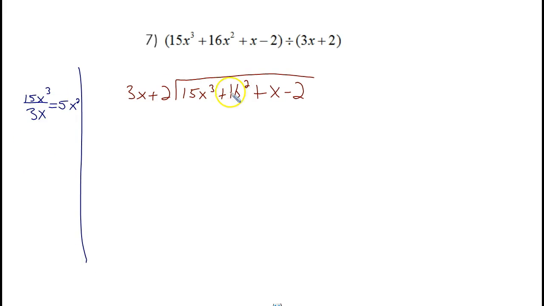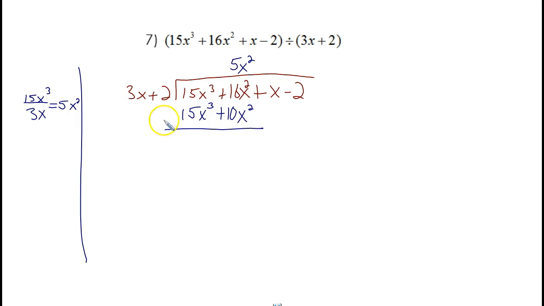So 5x squared is the first thing. 3x goes into 15x to the third power 5x squared times. I line it up right here. Now, I apologize. I made a mistake when I copied this down. That should be 16x squared, so I need an x there. I'm going to add that in now. So I want those x squareds to line up when I do this. I'm now going to multiply 5x squared times 3x is 15x to the third. And 5x squared times 2 is positive 10x squared.